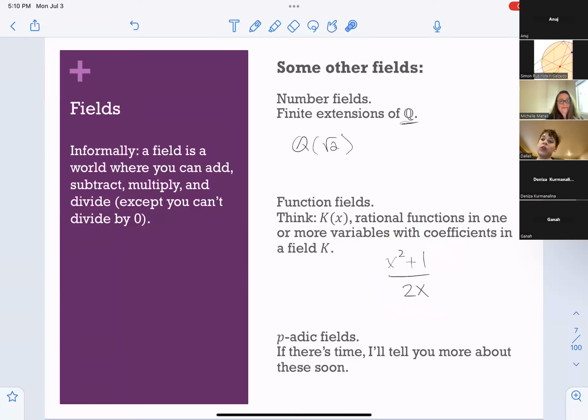Is it really a finite extension if you're adding root 2, 2 root 2, 3 root 2, and so on? Is it really a finite extension? Yeah. So it kind of seems like I'm adding infinitely many things, but in fact, I'm really not.